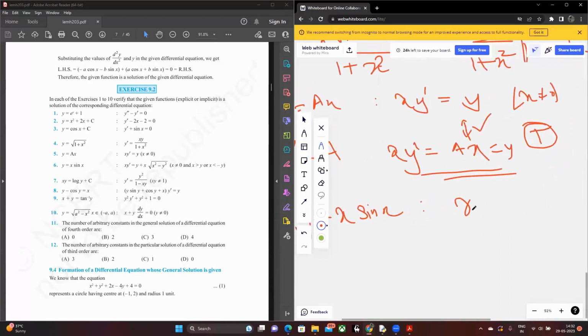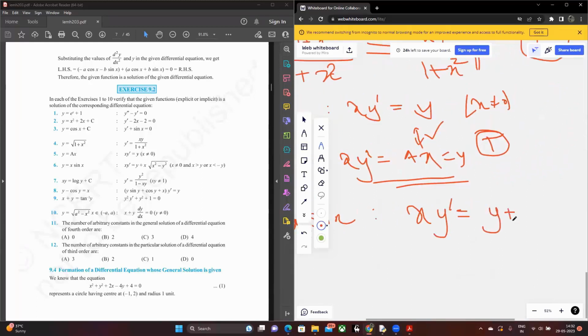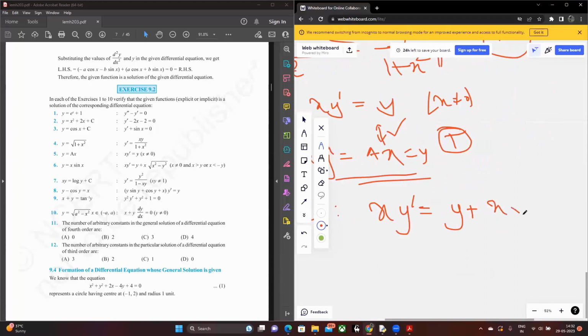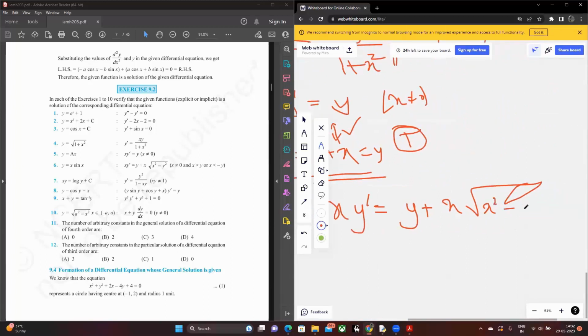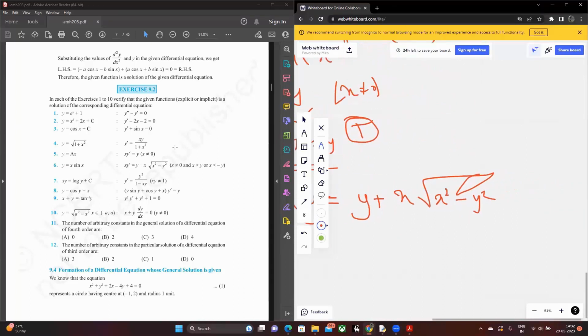Number 6, y equals x sin x, and y is given with the equation x y dash equals y plus x root of x squared minus y squared, where x is not 0, x is greater than y, or x is less than minus y. Why is this important? Because if x equals 0, x is 0, y is 0, and so both sides become 0. Trivial case, you don't deal with that.